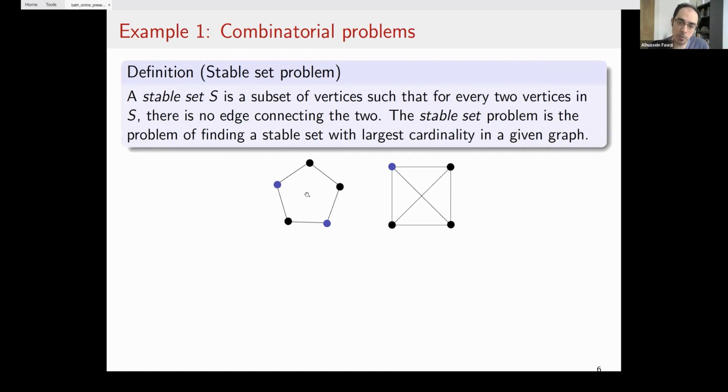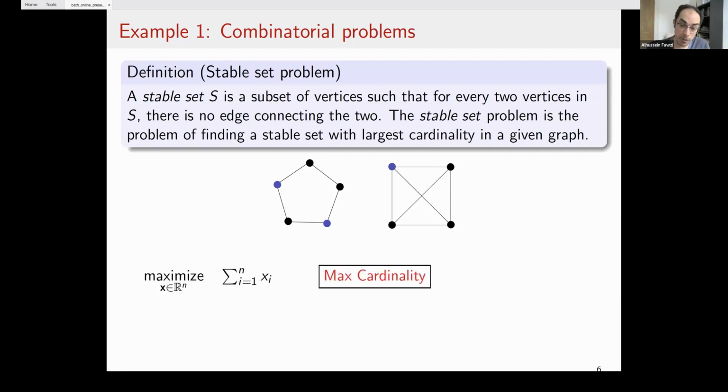So maybe to give an example, the largest stable set in this graph is of size 2, because if you take any other node here, then you will not satisfy the constraint, because there will be an edge between this one and this one here. Okay. So the largest stable set of this graph has cardinality 2. And if you consider the complete graph, obviously the largest stable set of the complete graph is of size 1, because if you take any other node here, obviously it will be connected to this one. So this constraint is not satisfied. Okay.